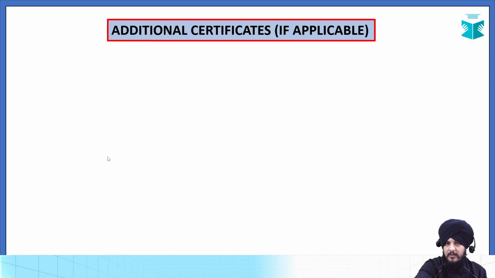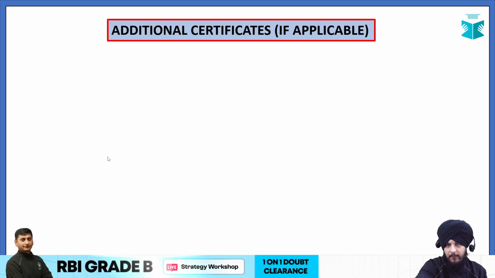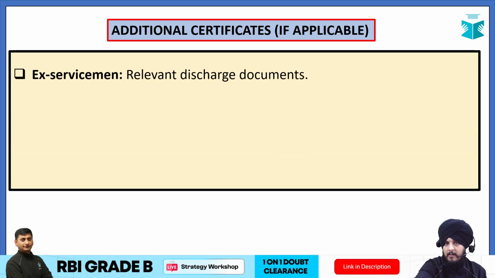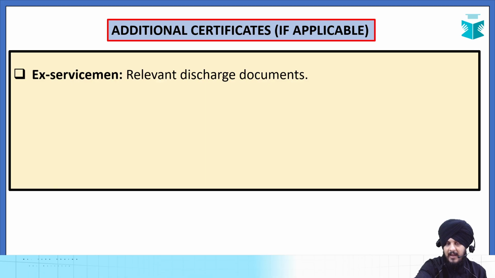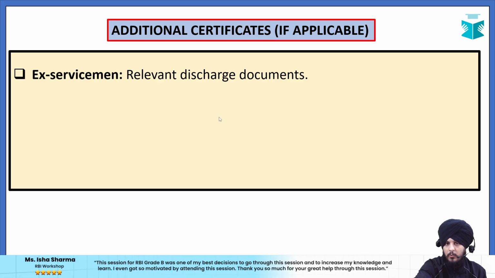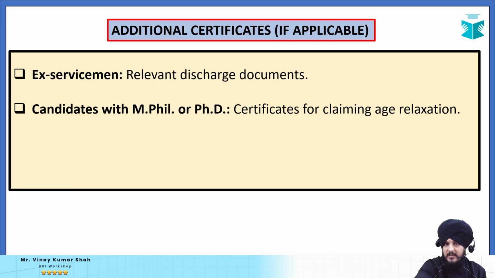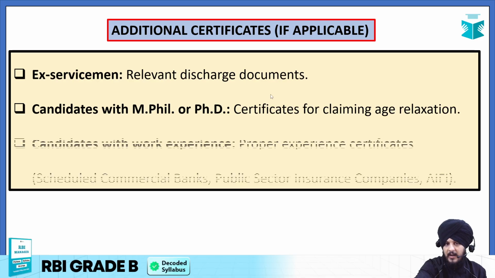Now the next type of certificate, which is the additional certificates if applicable. So the first one is basically for the ex-servicemen. If you are claiming age relaxation through this ex-servicemen based category, you need to have relevant discharge documents. Similarly, for candidates with MPhil or PhD, if you are claiming age relaxation through this category, then you need to produce the certificates for that too.